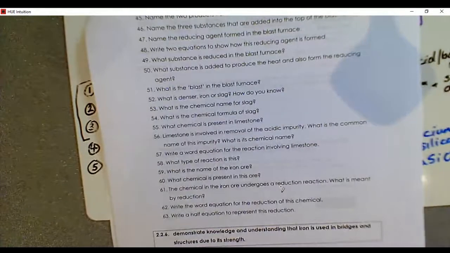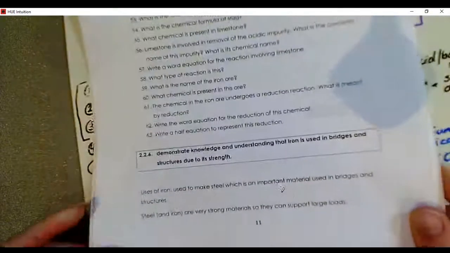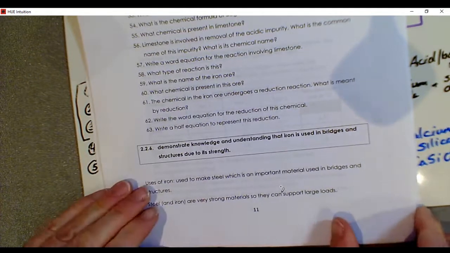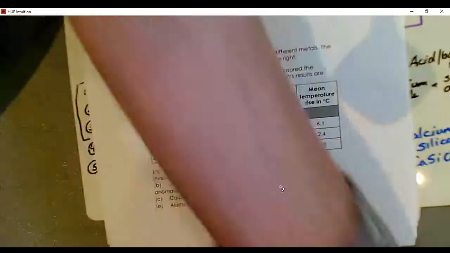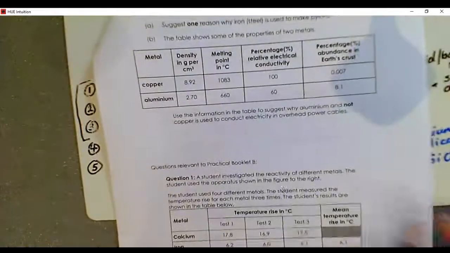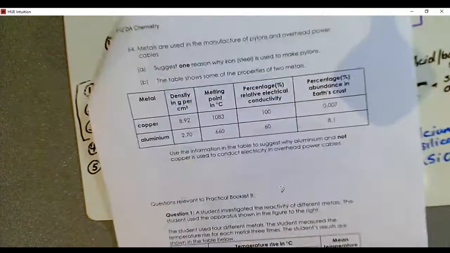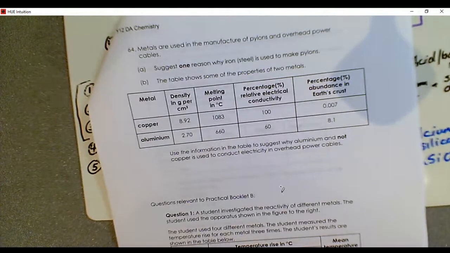And last bit, just to finish it off, it says here, 226, demonstrate knowledge and understanding that iron is used in bridges and structures due to its strength. So you just need to know that it's used in bridges and structures. You can be examined on that. I'd also like you to do the questions at the top of page 12. There is just one question on that 226. Okay, thank you.